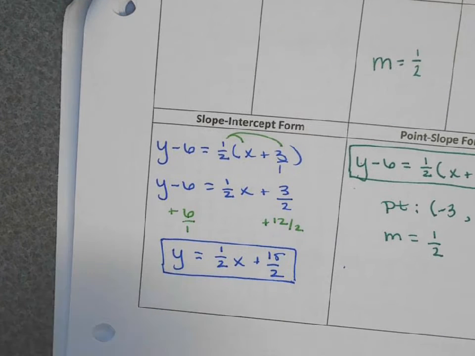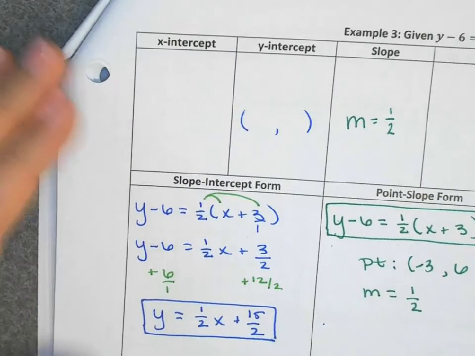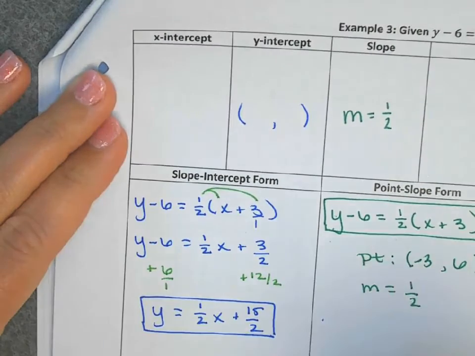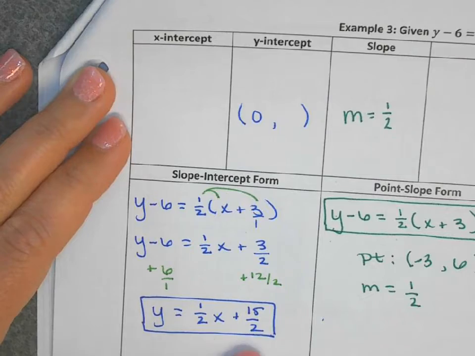What does your slope-intercept form tell you? There's 2 pieces of information in your slope-intercept form, and it tells you right in the name. The y-intercept and the slope, okay? So what is your y-intercept here? Remember, we have to write it as a point. Yep, (0, 15/2).